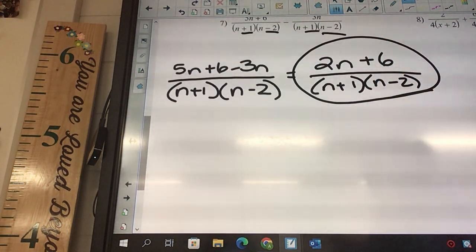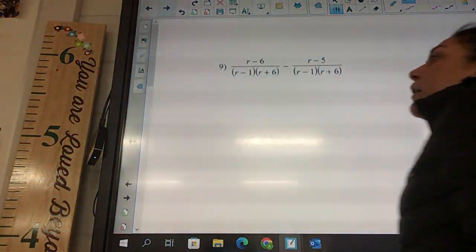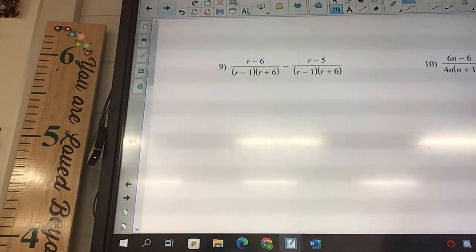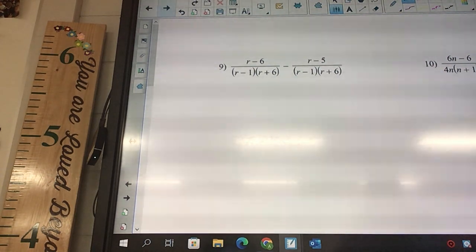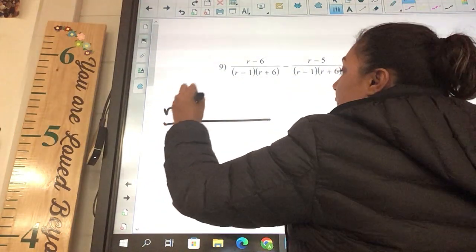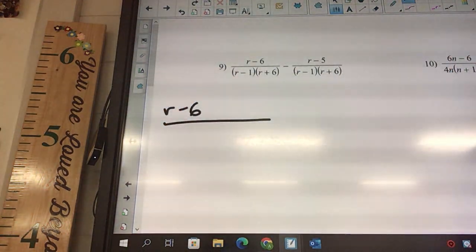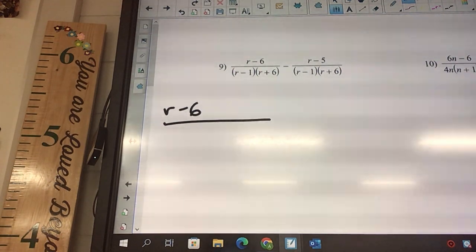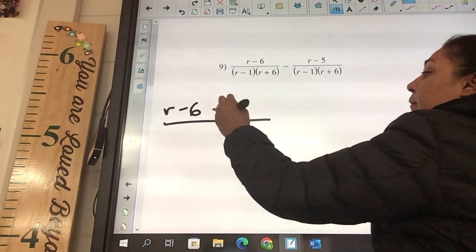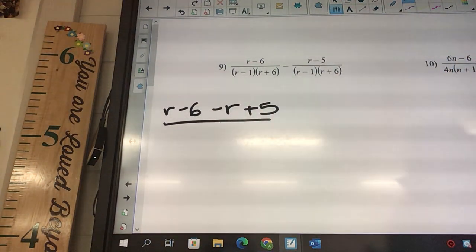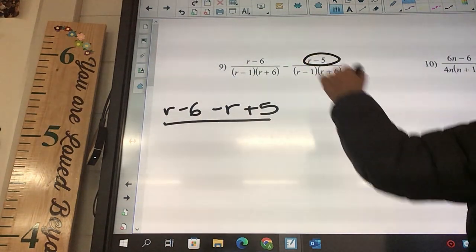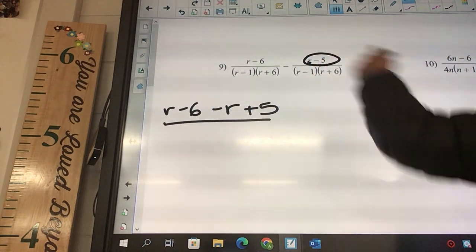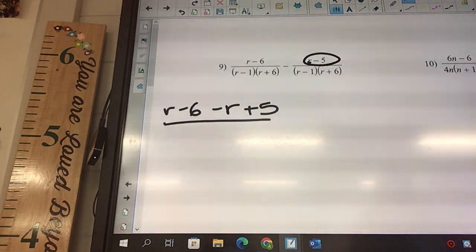Okay, 9. Our denominator is the same. Yeah. So on the top, I'm looking at r minus 6. What's my second part going to be? Negative r, and then what? Plus 5. So if you're looking at just this alone, your first one, you're going to change the sign. Right now it's positive, so we're going to make it a negative, and then we're going to change it to a positive. So we're going to flip all the other ones.